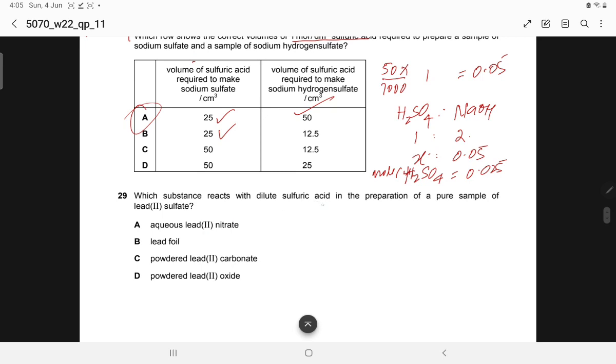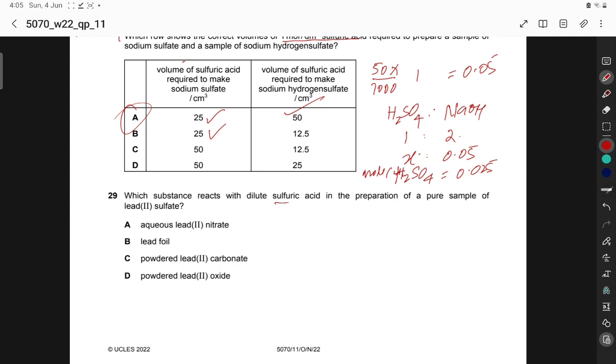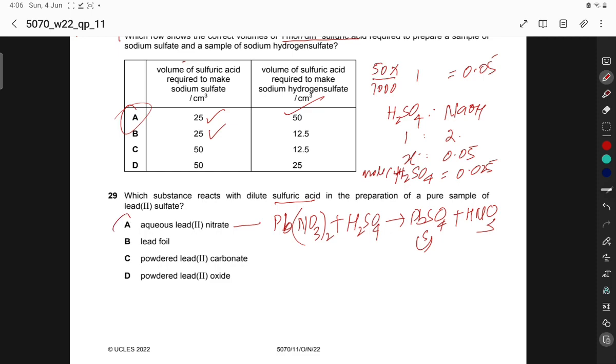Which substance reacts with dilute sulfuric acid in the preparation of a pure sample of lead(II) sulfate? Aqueous lead(II) nitrate, lead(II) sulfate. Which substance reacts with sulfuric acid? Lead(II) nitrate. This is the correct option, I think so. Pb(NO3)2 plus H2SO4 forms PbSO4 solid plus HNO3. So this option is correct.